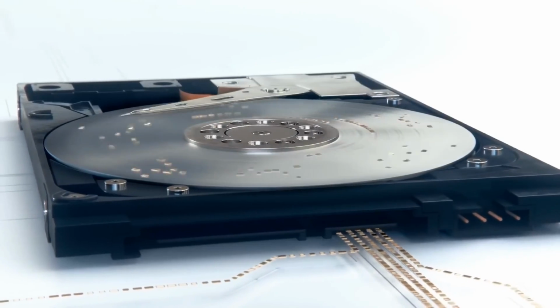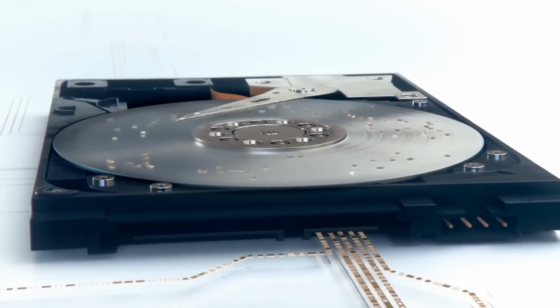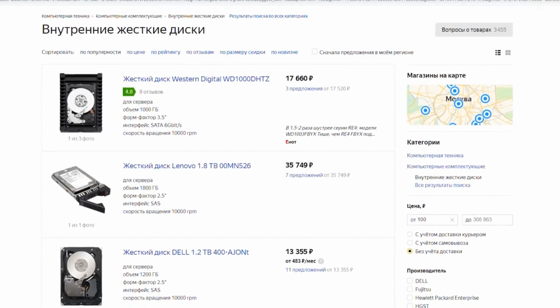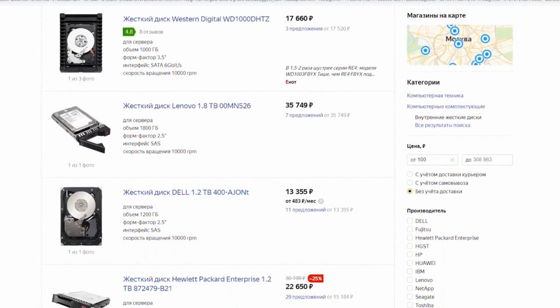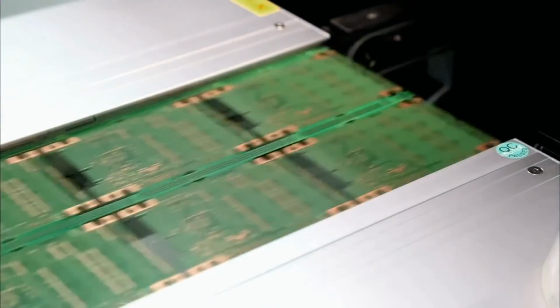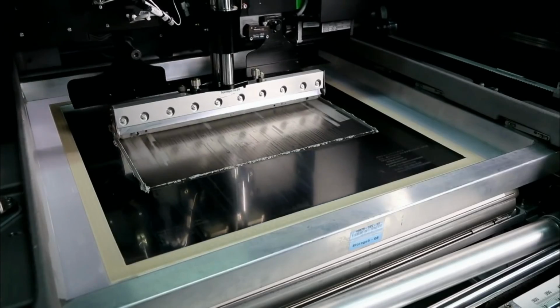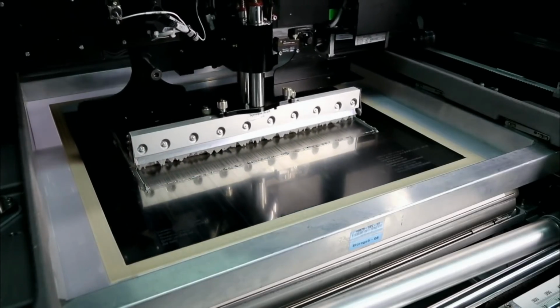However, hard drives still retain one key advantage over solid-state drives: significantly lower cost per unit of storage. 1 gigabyte on an SSD at the time of this video costs at least 1.5 to 2 times more than 1 gigabyte on a hard drive.